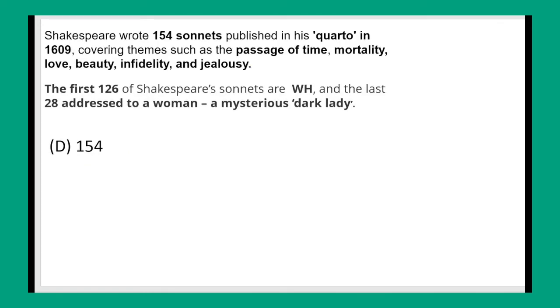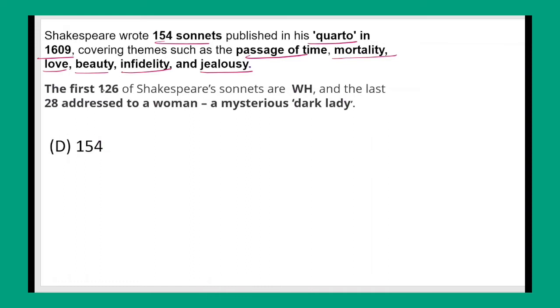Shakespeare wrote 154 sonnets, which were published in the Quarto in 1609, and they tell about the passage of time and mortality. There we can find love, beauty, infidelity and jealousy. Here we can see about mortality, time, infidelity and jealousy, all of that we can see in the 154 sonnets. Shakespeare published them in the Quarto in 1609.